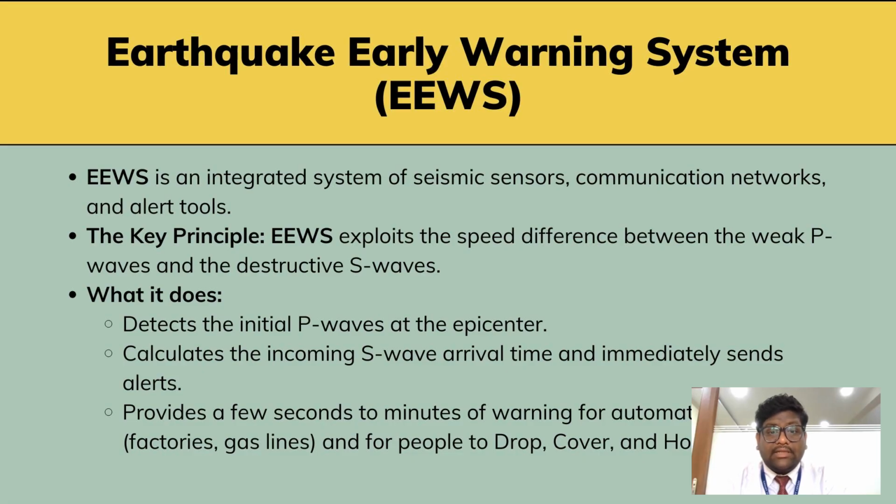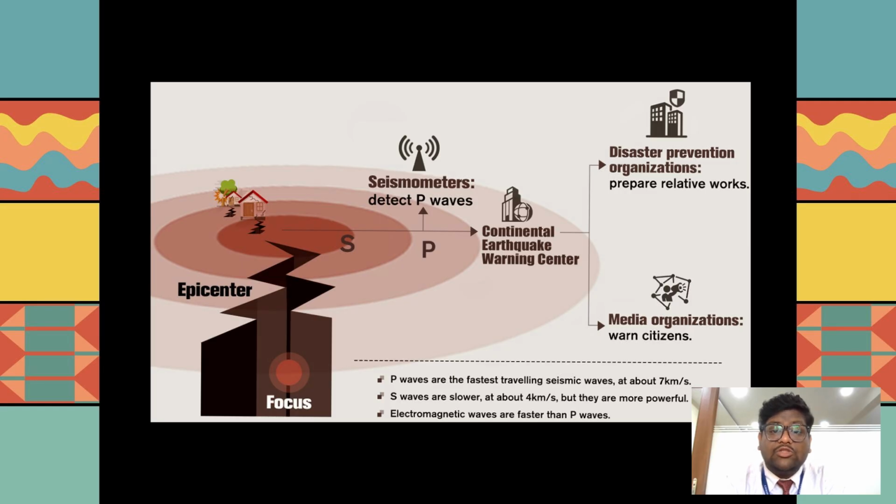Apart from measuring earthquakes, modern technology also helps in reducing their impact through early warning and structural safety systems. An earthquake early warning system is an integrated system of seismic sensors, communication networks, and alert mechanisms. It works by detecting the initial P waves, which travel faster and cause less damage, and then warning the people before the destructive S waves arrive. This system can provide a few seconds to minutes of warning, allowing automated shutdowns of factories and gas lines, and giving people time to drop, cover, and hold on.